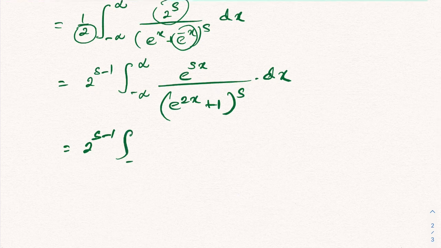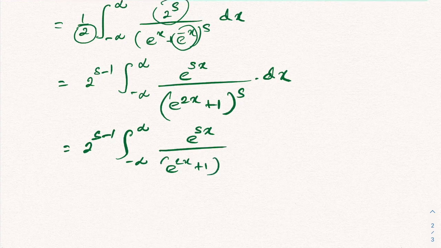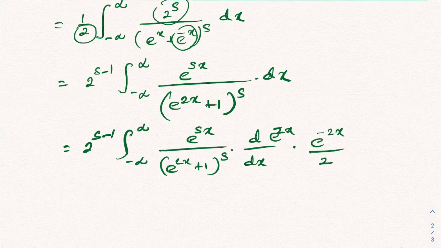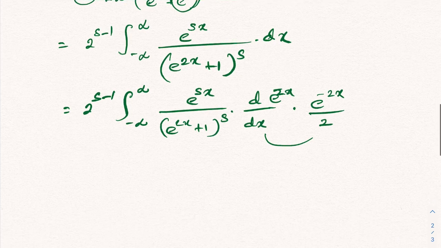Okay, then I'm going to use a trick. So here, minus infinity to infinity, e to the sx over e to the 2x plus 1 raised to the s, times, now I'm going to multiply with d by dx of e to the 2 times x. So we know the derivative of e to the 2 times x is equal to 2 times e to the 2 times x. So e to the minus 2 times x over 2. Then we know both parts get cancelled and we will have 1.